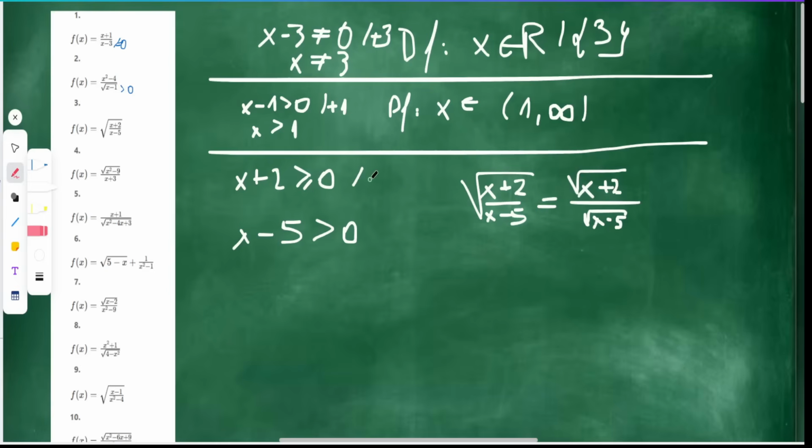So here we can solve it like this. Let's solve both inequalities simultaneously here. Let's add 5. Let's subtract 2, and we will get x greater than or equal to minus 2. And x greater than 5.